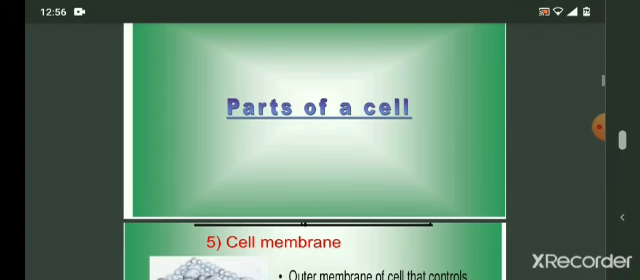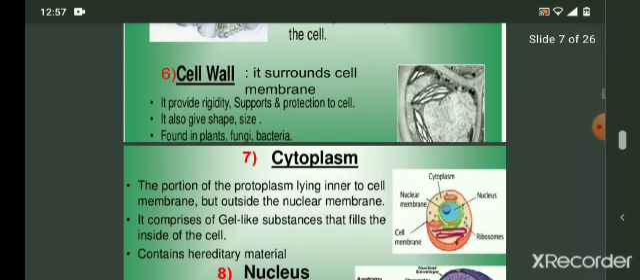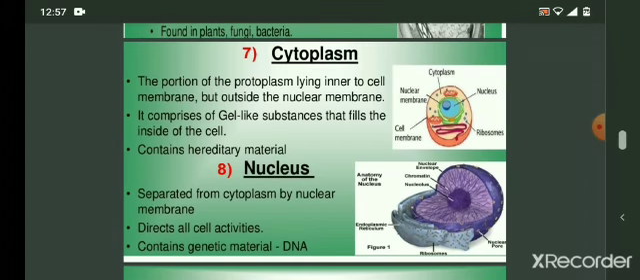Now the different parts of cells are: cell membrane, which is the outer boundary of the cell. It controls the entry and exit of substances. Now there is a cell wall in plant cells only because they need rigidity, they need support. Like us, they do not have bone or skeleton system. So this gives shape and size, and the cell wall is found only in plant cells, in some fungi and bacteria.